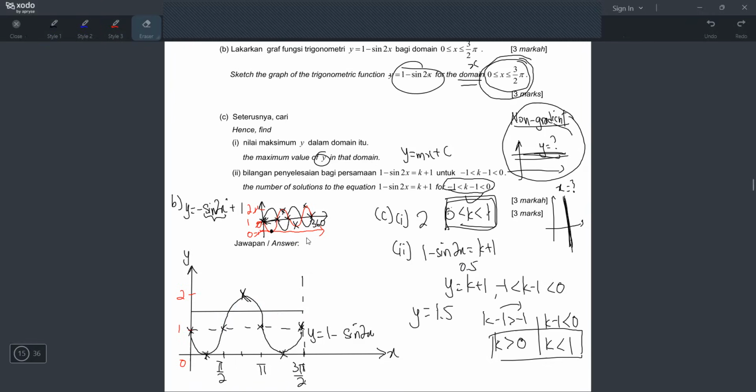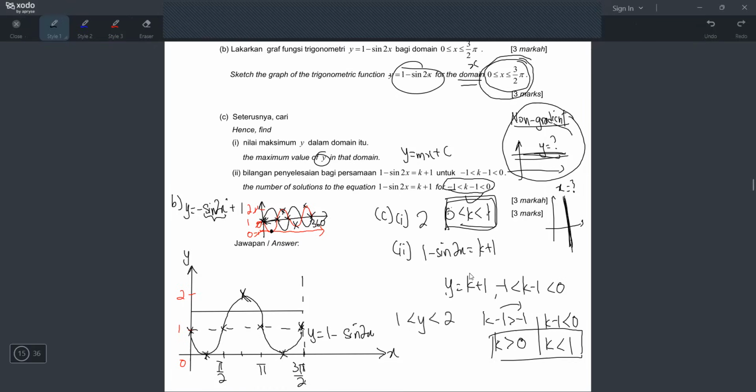Because if my k is in between 0 and 1, okay, let's erase. If my k is in between 0 and 1, it means my y must be in between 1 and 2.